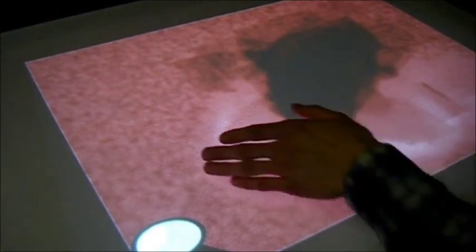Here, a user is digging a virtual hole. Depending on how deep the user presses into the fabric, the amount of soil displaced is varied. The user is able to recover the hole by lightly brushing the surface of the fabric.